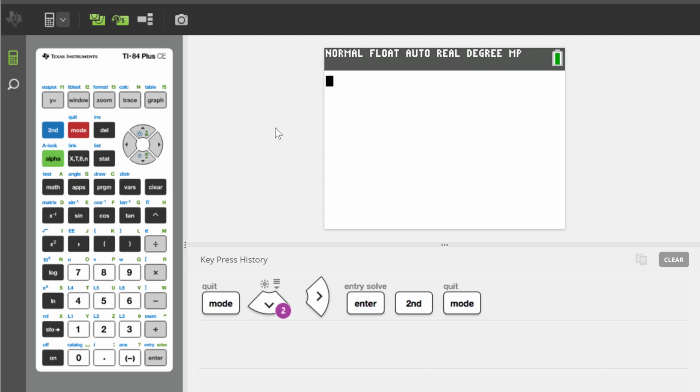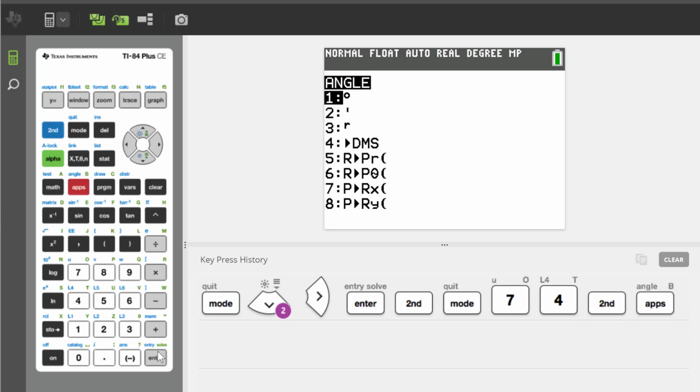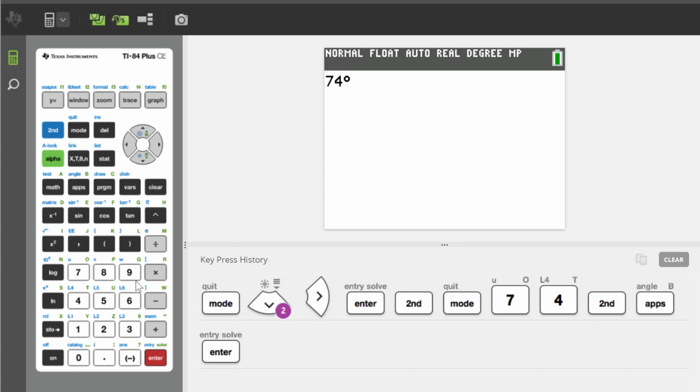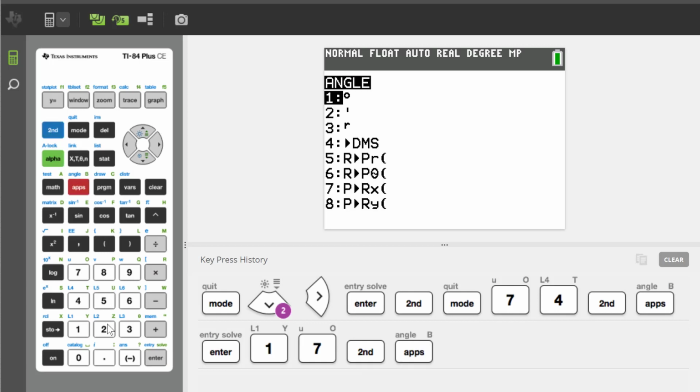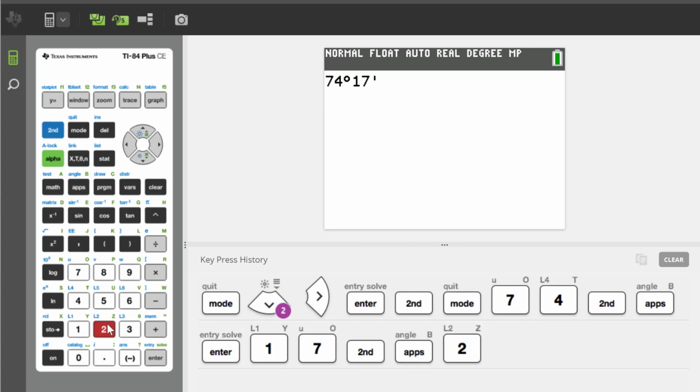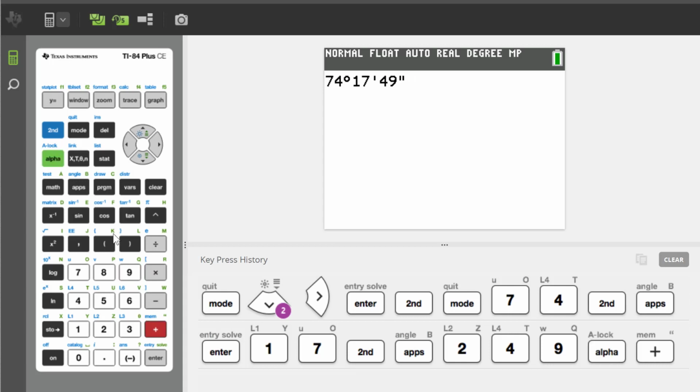Well, all I want to do is add those angles together, and I can do it in one step. I just need to type it in. It was 74 degrees. That's in the angle menu, so hit the blue button first. Choice 1, 74 degrees. Then it was 17 minutes. 17, the minutes button is also in that same angle menu. It's choice 2. And then 49 seconds. Seconds is above the plus button in green is how I would choose that. So there's my first angle.